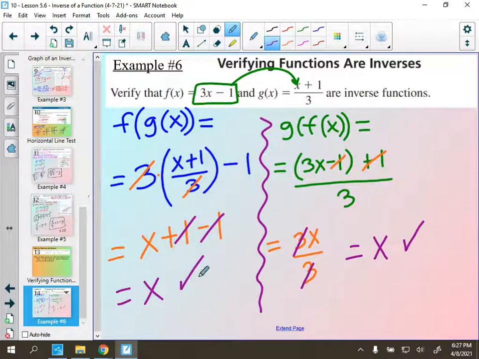And I say, I'm good. I got x over here, I got x over here. These are inverses of each other. That's the work. That's the verification. That's the justification. That's how it should look. Okay, so take care of your operations.